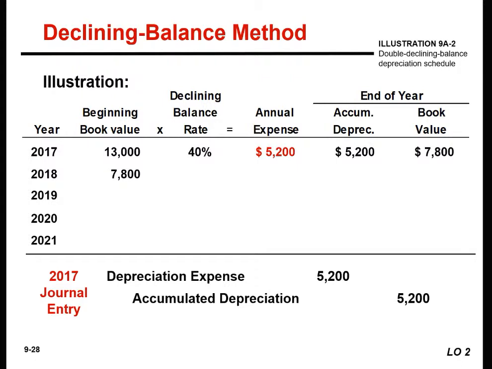That book value of $7,800 is a factor in calculating year 2's depreciation expense. We multiply it by the declining balance rate of 40%, and we get $3,120 for year 2. We post that to the accumulated depreciation account, and we get a new book value of $4,680.